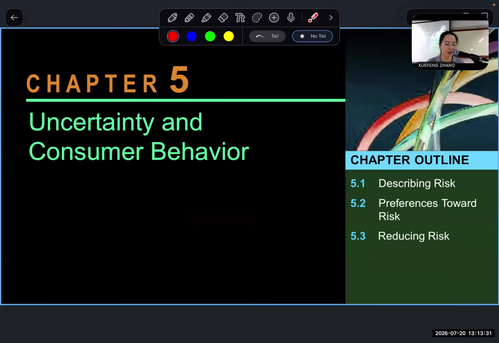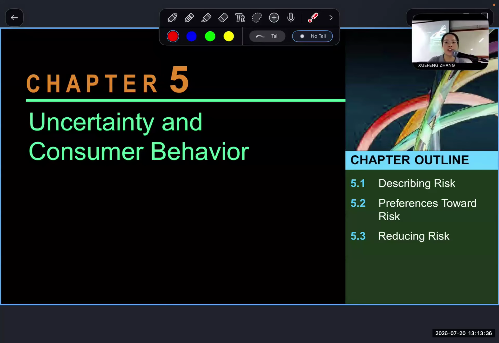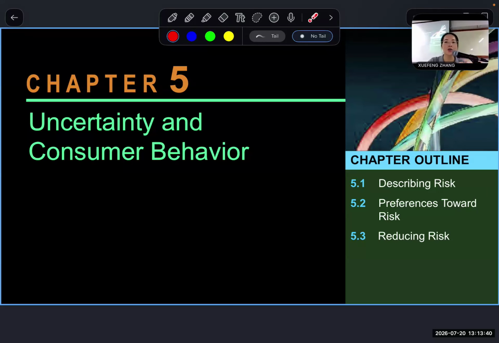Okay, so here is chapter 5, uncertainty and consumer behavior. So far in chapter 3 and 4, we assumed something a little unrealistic, that you always know exactly what you are going to get. You know the price, you know the product, you know exactly how much satisfaction, which is utility, you'll get. Life isn't like that, right? Today we start chapter 5, uncertainty and consumer behavior.